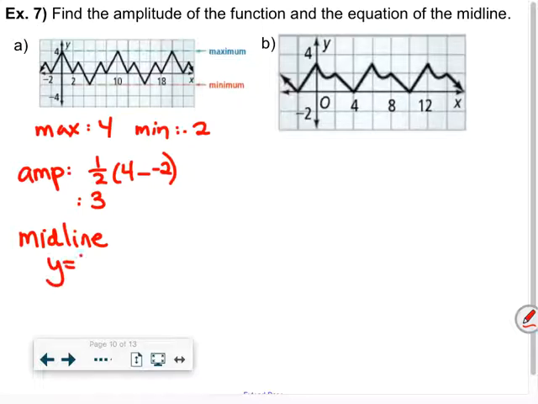So this is y equals 1/2, and I'm going to take 4 plus -2. So that's 1/2 of 2, which is 1. So let's draw the midline, halfway between 0 and 2, and that makes sense. Because from 4 to -2 is 6 units, so I want to go down 3 from the top or up 3 from the bottom.